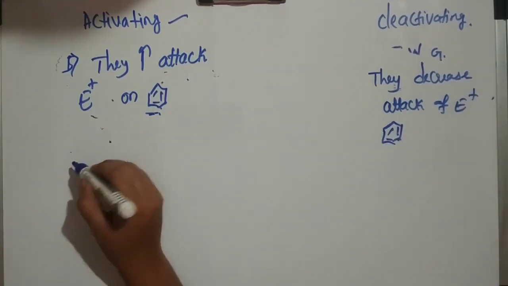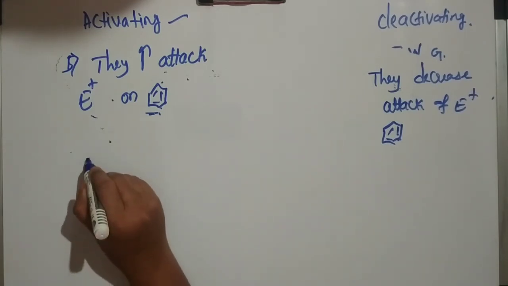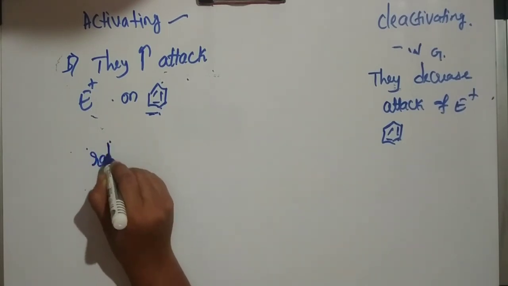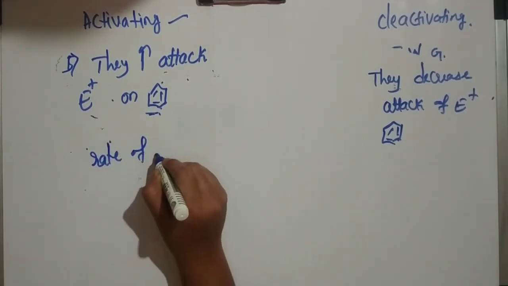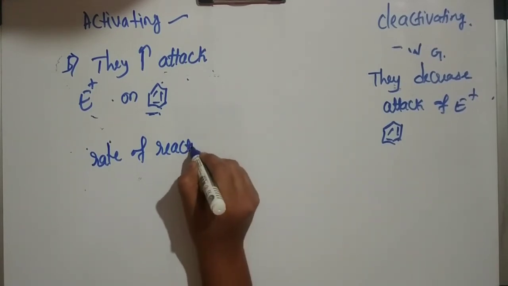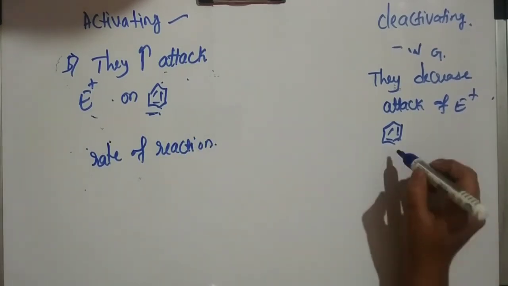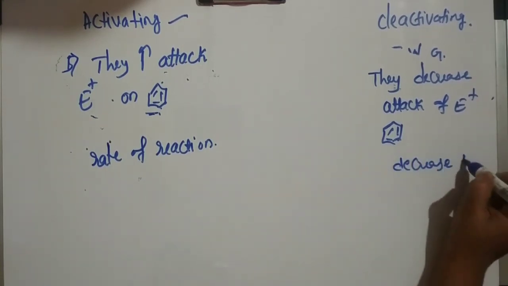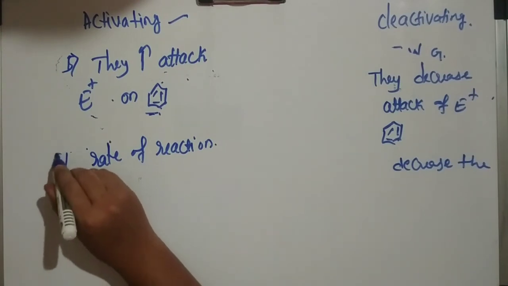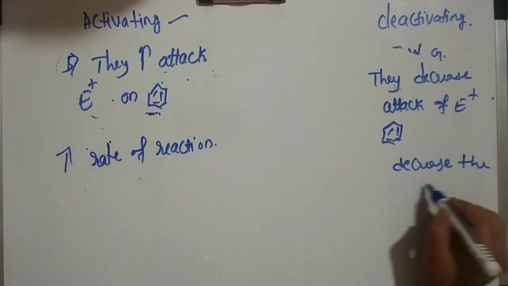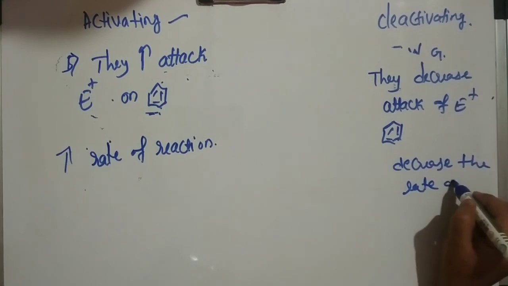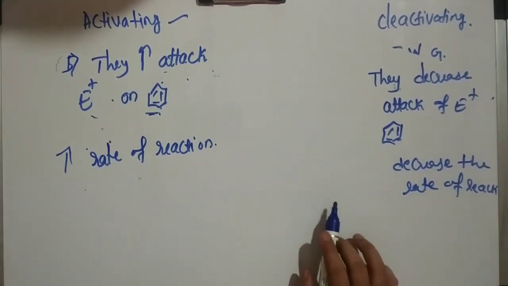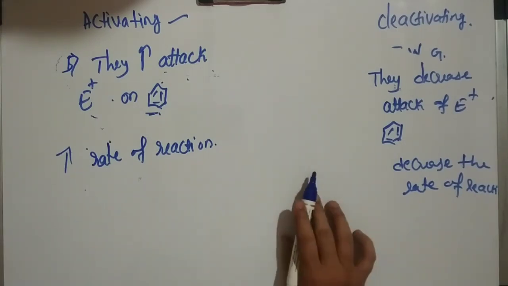One more, that is the last one: they increase the rate of reaction. Activating groups increase the rate of reaction. Here the deactivating groups decrease the rate of reaction. So this is about the activating and deactivating groups.